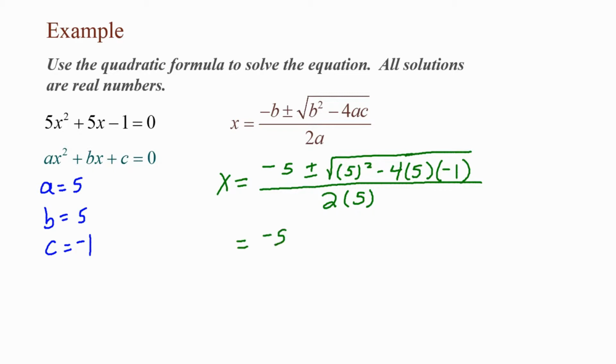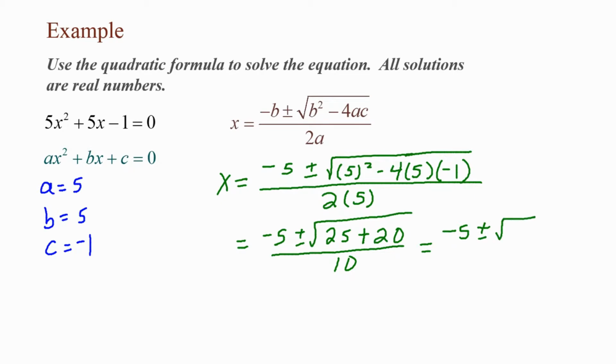So I have negative 5 plus or minus 5 squared is 25 plus 4 times 5 times 1 is 20, divided by 10, which is negative 5 plus or minus the square root of 45 divided by 10. 45 is not a perfect square, but part of 45 is a perfect square. Since 45 is 9 times 5, for the square root of 45, I could take the square root of 9, which is 3, and leave my square root of 5, and that's divided by 10.